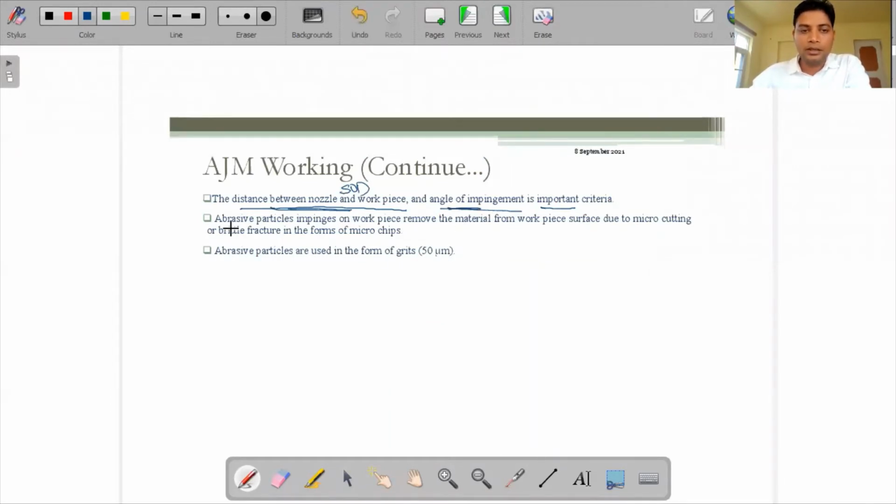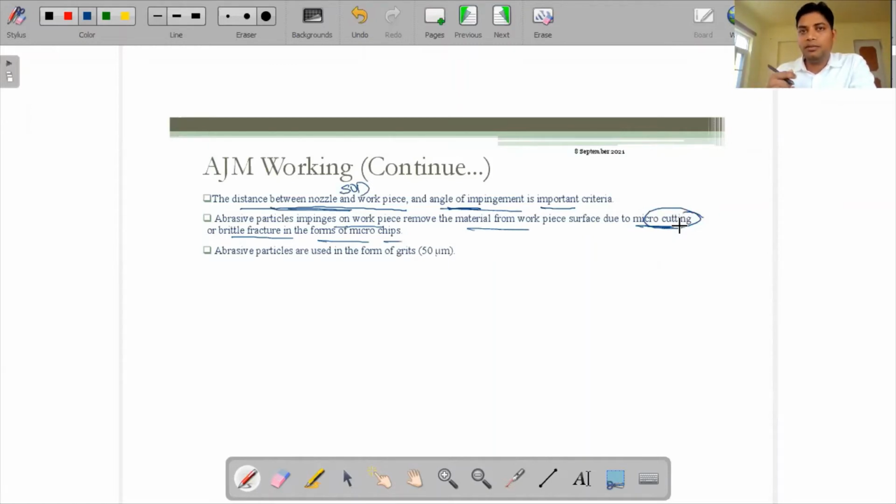The next one is that the abrasive particles impinging over the workpiece remove the material from the workpiece surface due to micro cutting or brittle fracture in the form of microchips. Guys, this I will discuss in the material removal rate, so no need to worry. By the way, micro cutting is nothing but a kind of wear mechanism.